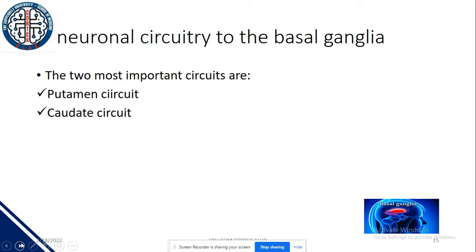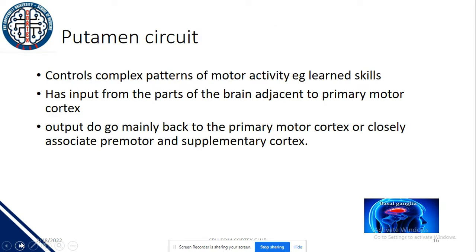Okay, so within the basal ganglia, we have neuronal circuits. The two most important neural circuits are the putamen circuit as well as the caudate circuit. So we're going to look at these two individual circuits and look at some of the diseases that are associated with their lesions.